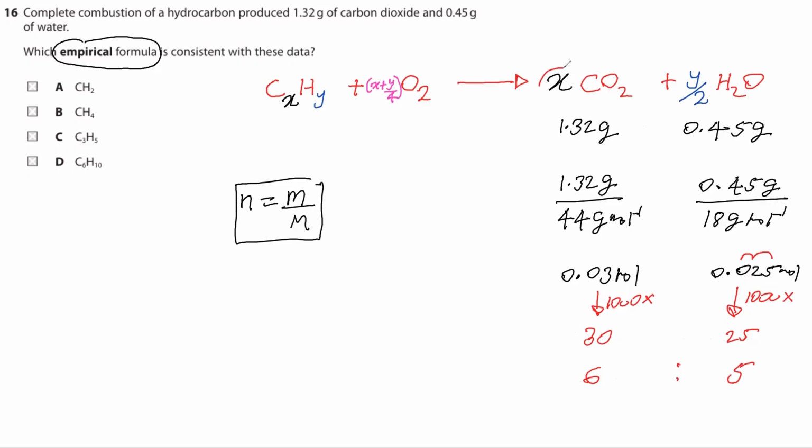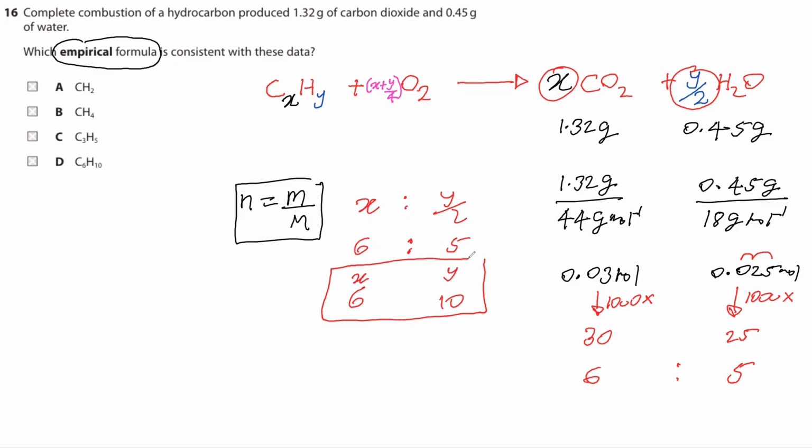Now these numbers, x and y divided by 2, are the mole ratios. So x is to y divided by 2, I got the ratio 6 is to 5. That means x is 6. Then what is y? Y divided by 2 is 5, no? So y should be 5 times 2, it should be 10. Now I got what x and y are. So our answer is C6H10. No, that's not the answer.